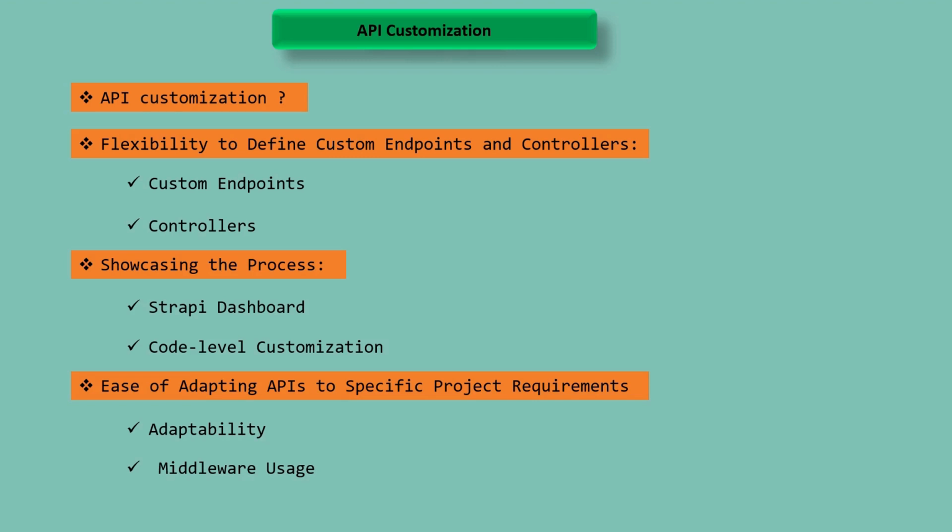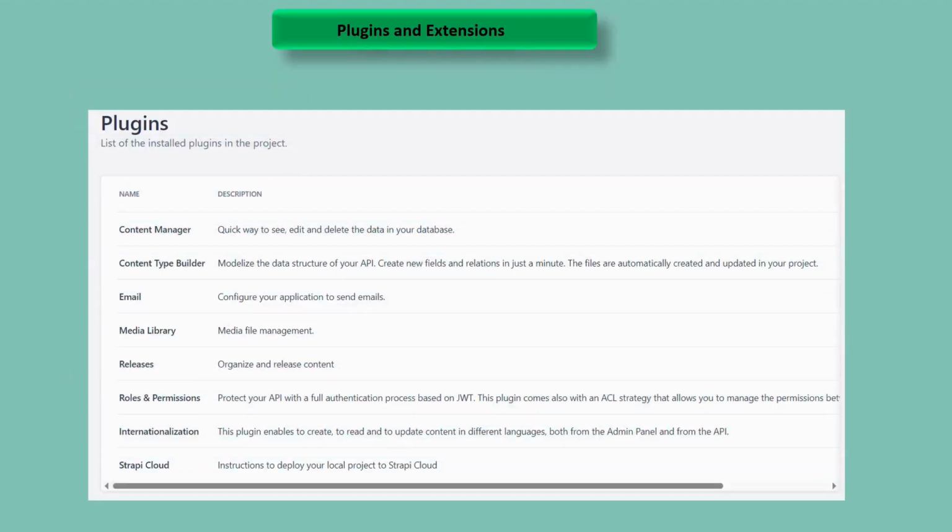Strapi supports middleware, enabling developers to inject custom logic at different stages of the request-response cycle. This capability enhances the extensibility of APIs. Plugins and extensions. Extend functionality. In the Plugins section, explore and configure additional features to enhance your project.